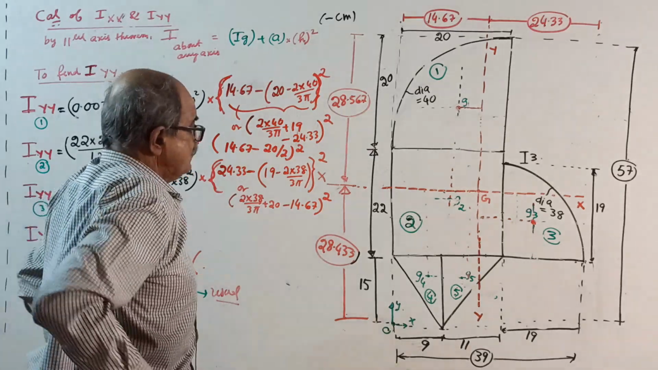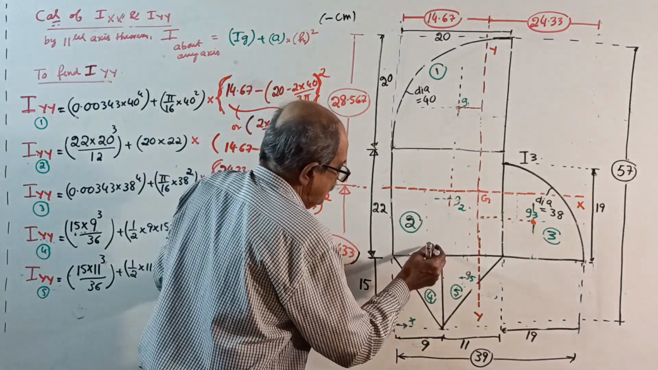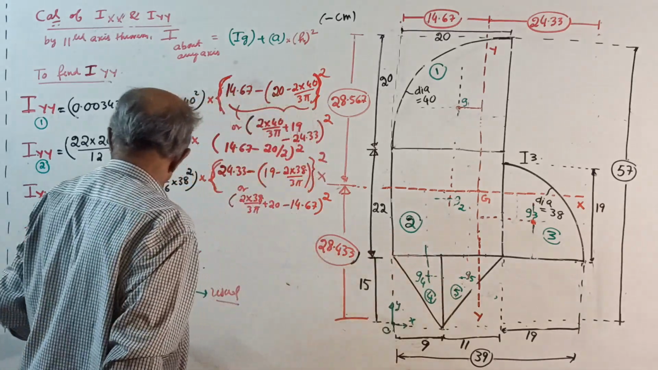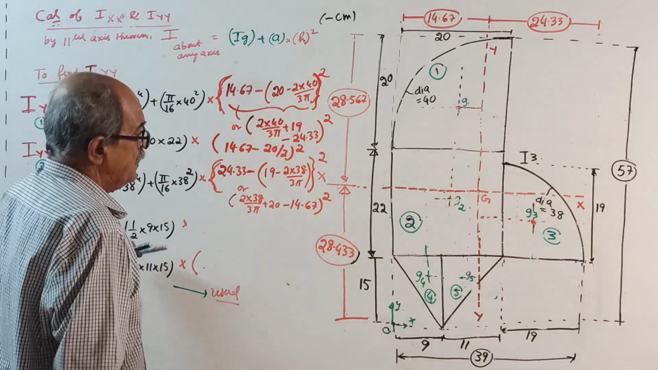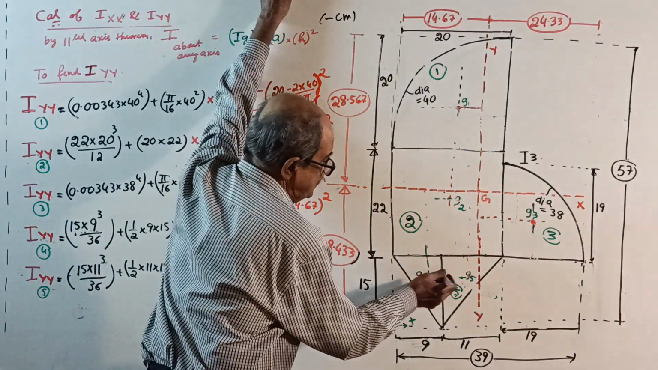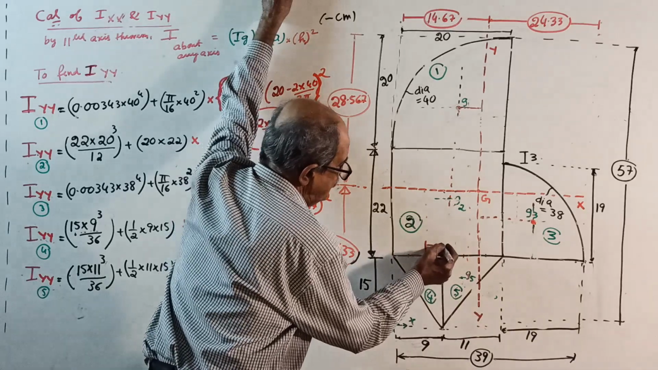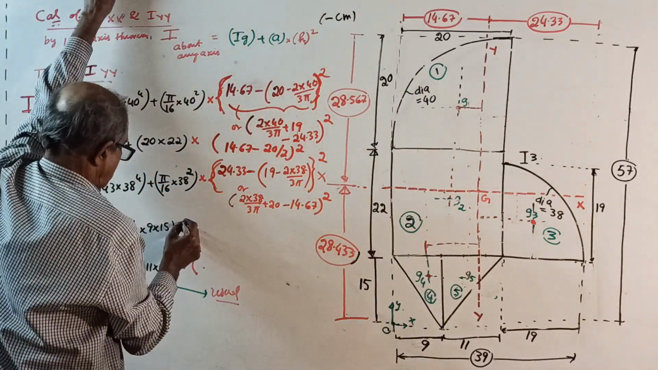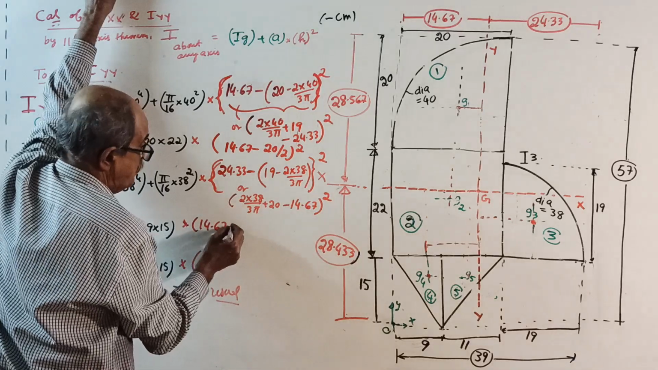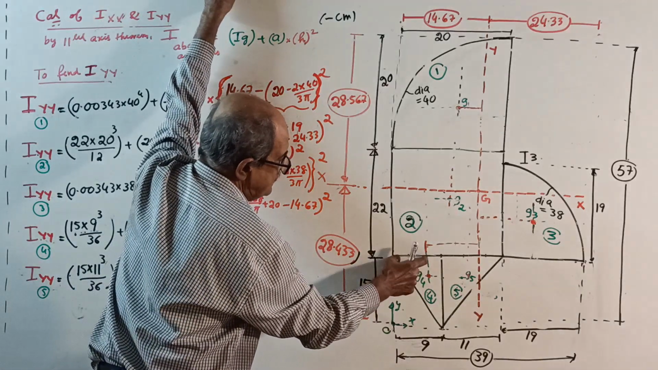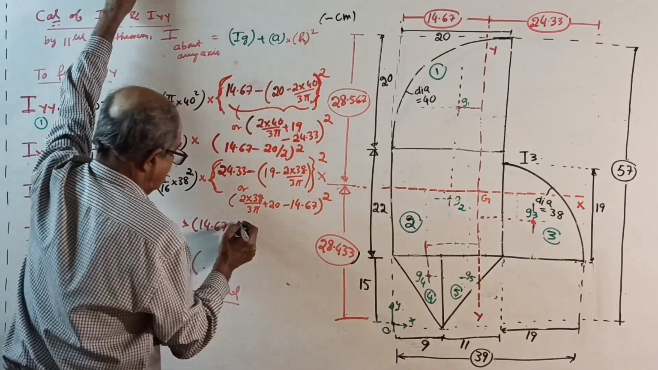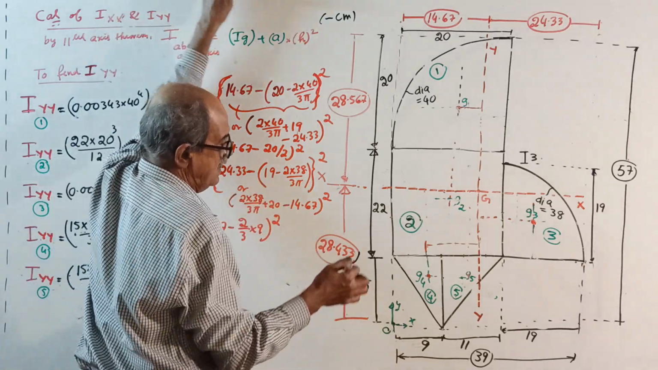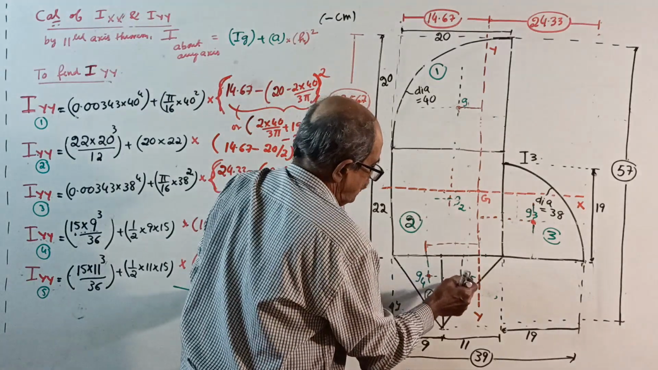Now, for fourth and fifth, see, fourth one, I about its own centroidal axis. Now, parallel is 15, perpendicular is 9. 15 into 9 cube by 36 plus area into, from centroid G4 to YY, this distance square is 14.67 minus this distance. This distance is 2 by 3 of 9. Minus 2 by 3 of 9, whole square. Calculate.